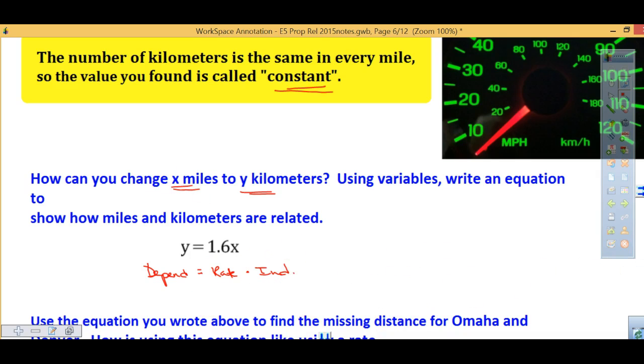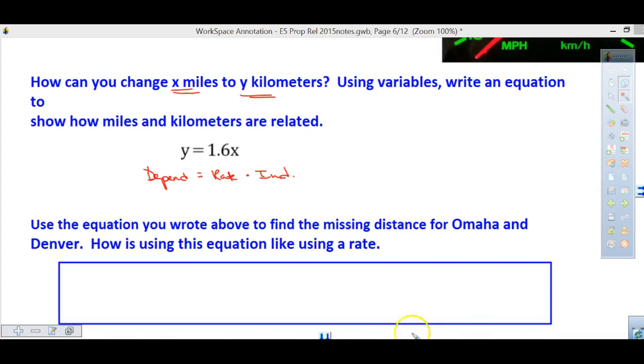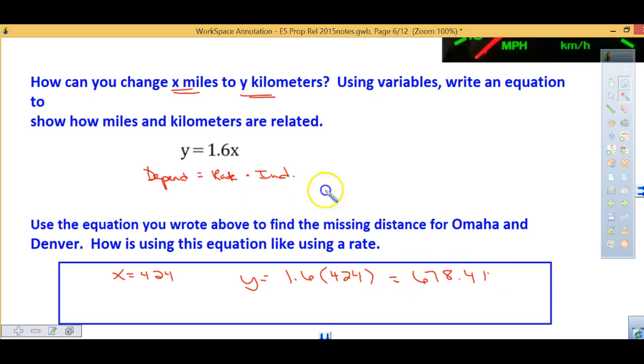So once we have our equation, what's nice about that is it says, how can we use that to help us find it? We kind of did that with our proportions, but in this case, we're going to say, okay, when we know x is equal to 424, the miles, y equals 1.6 times 424, and we should have 678.4 kilometers.